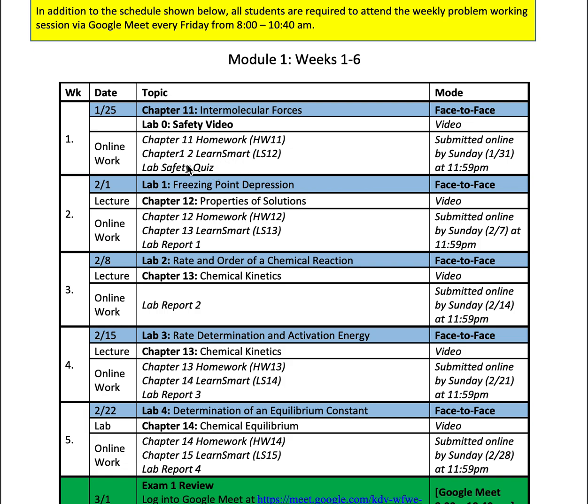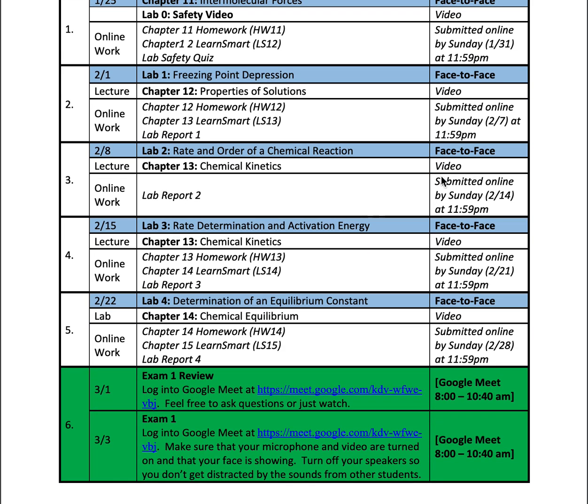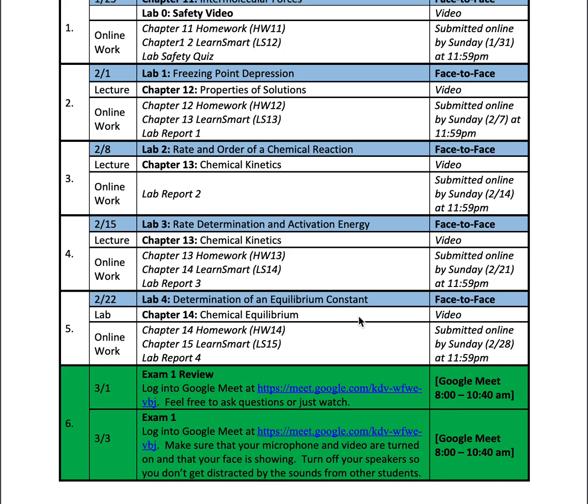And there will be some kind of a lab activity due. So the lab safety quiz is going to be due after the first week, and the lab reports will be due after that. And these are always going to be due on Sunday nights at the end of the week before midnight.